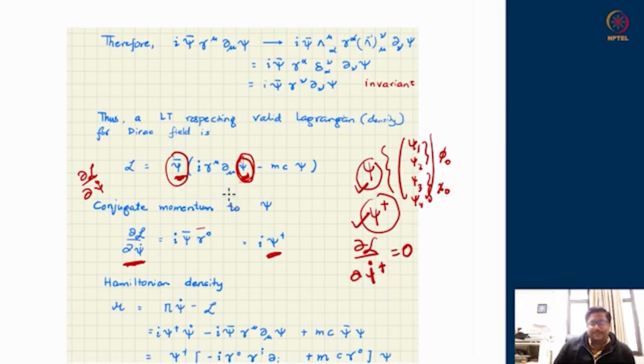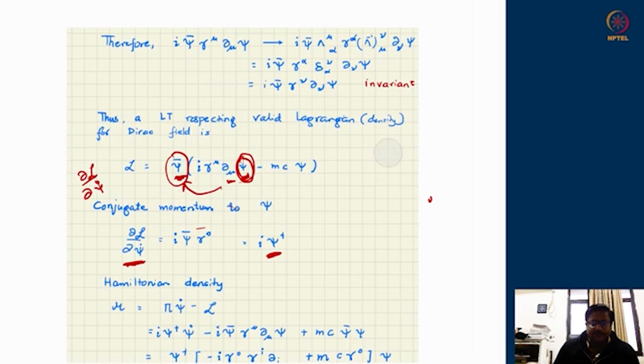There is another cliched way of writing the same thing as a product of the derivative action hitting this term and a total derivative term. Those things I'm not going to discuss in this course because this is not relevant for us. But the way we are writing the Lagrangian, which is consistent with Lorentz transformation, I'm going to get the momenta corresponding to psi as iota times psi dagger. However, the momenta corresponding to psi dagger itself is 0, because there is no psi dagger dot appearing in the Lagrangian the way we have written it.